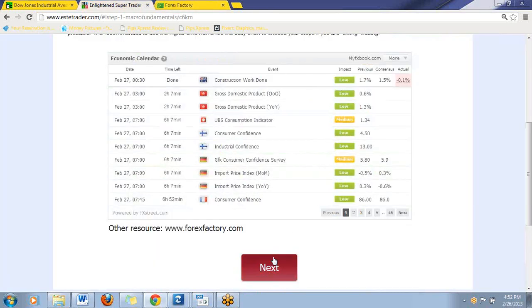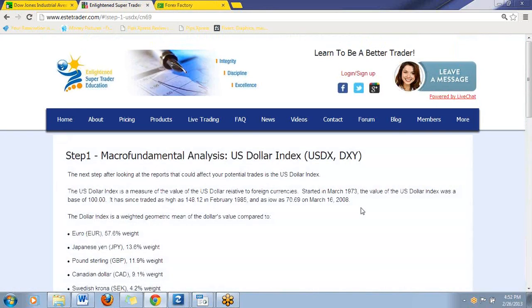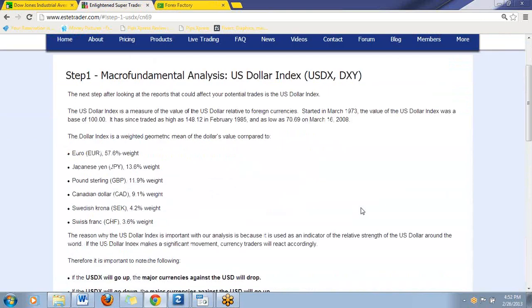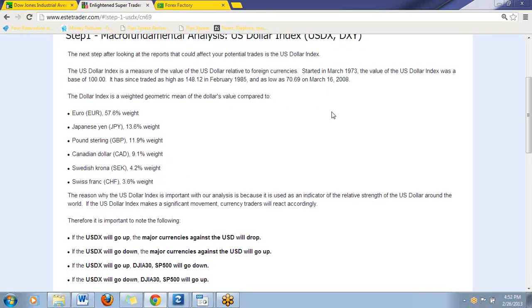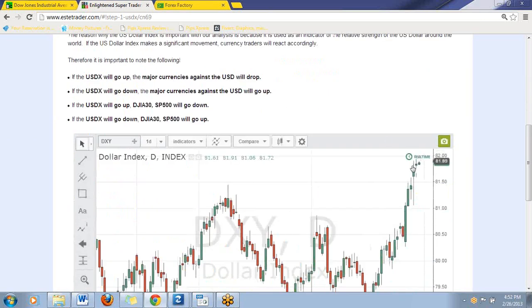Right. And then the next step is looking at the dollar index. What is the dollar index? So there's a brief description there. The dollar index for us is very important because it dictates the value of the US dollar, again based on purchasing power parity. This also dictates the equity markets.